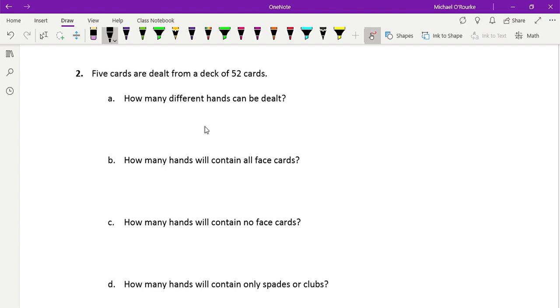My question is, 5 cards are dealt from a deck of 52. How many different hands? 52C5. Is it a combination or a permutation? Combination. Good. Now I'm going to switch up my notation just to mess with you.